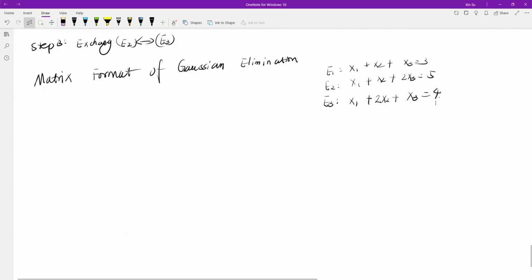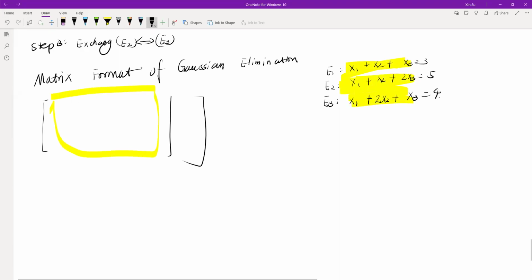Oh, let's go back to here. So this is the equation we have, and now we are going to use the Gaussian elimination, but in matrix format, to do the whole process again. So first, we are going to get the matrix format for this linear equation. On the left-hand side, I'm going to draw one vertical line here, and on the left-hand side, I'm going to write down all the coefficients.